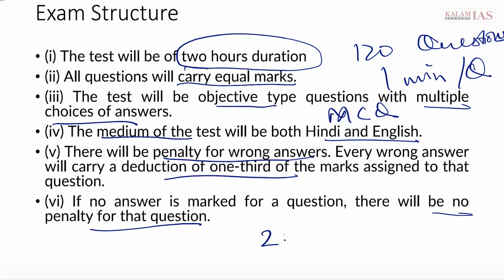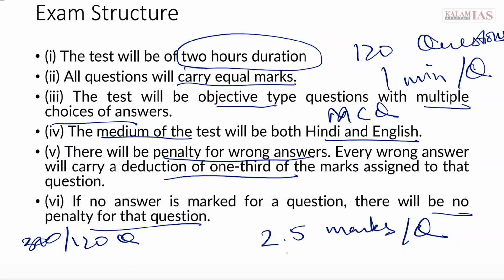Therefore, please understand there are 2.5 marks per question, given that it is 300 marks and 120 questions, and 0.83 marks as negative marking for any question that you get wrong. Understood?